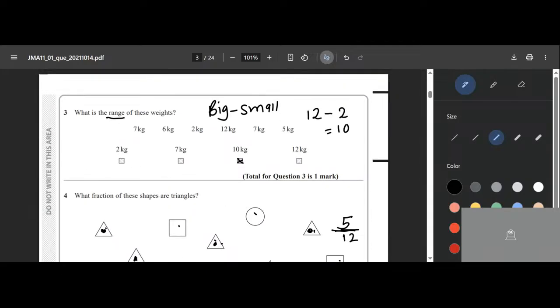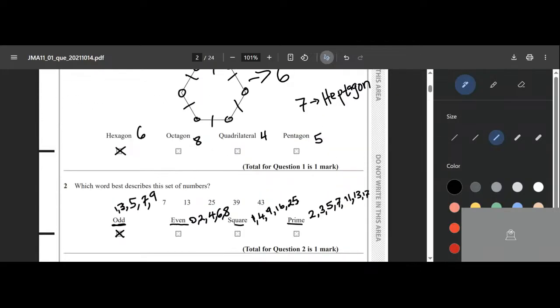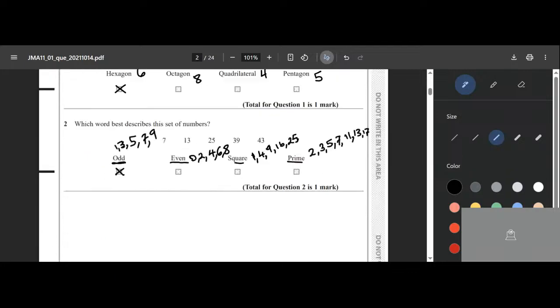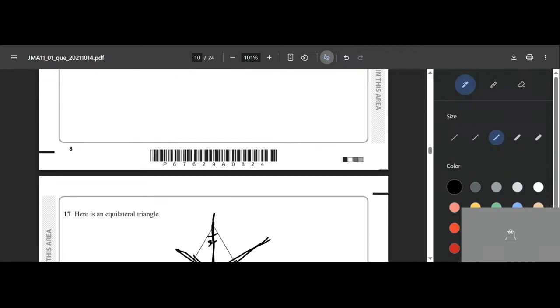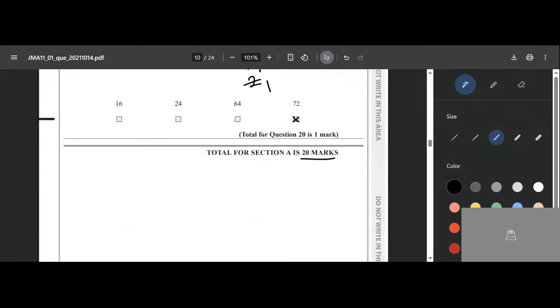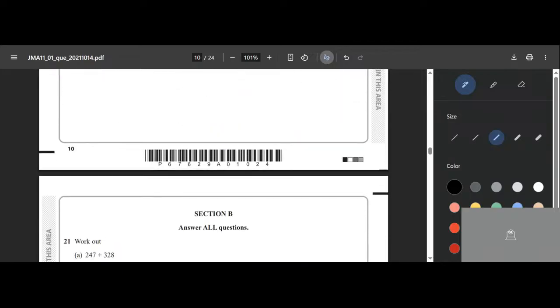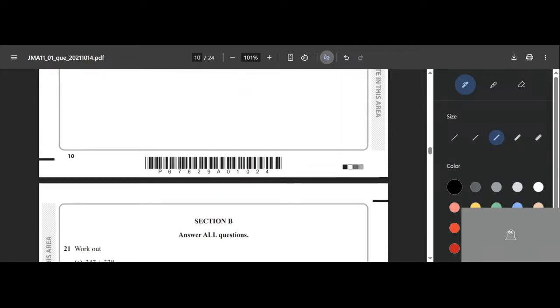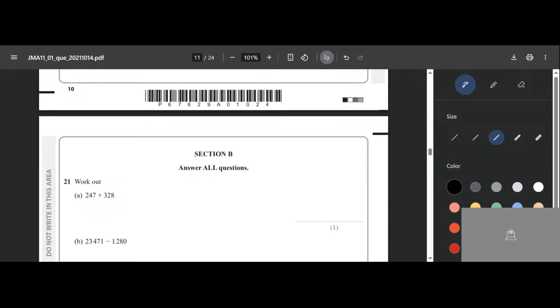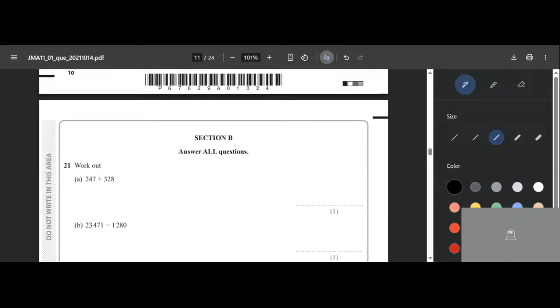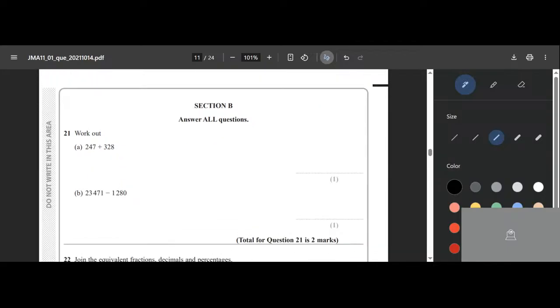So if you are very flexible in mathematics, try to always go and clear up section A as fast as possible. Then you can start section B, where you have to focus. Remember, in section B, you have to show your working very well. So here we have question 21.